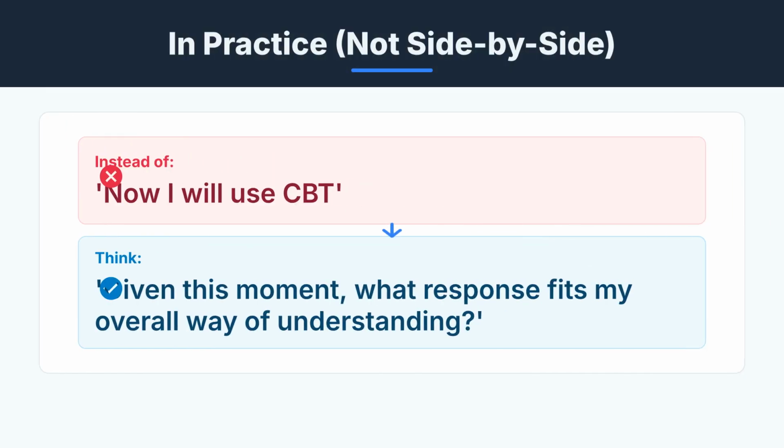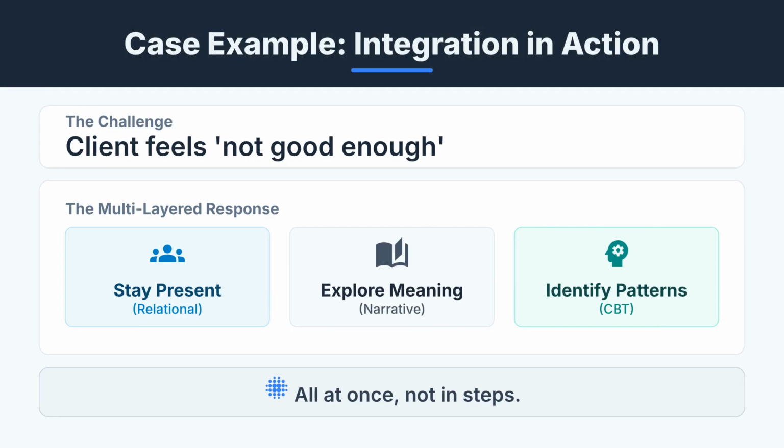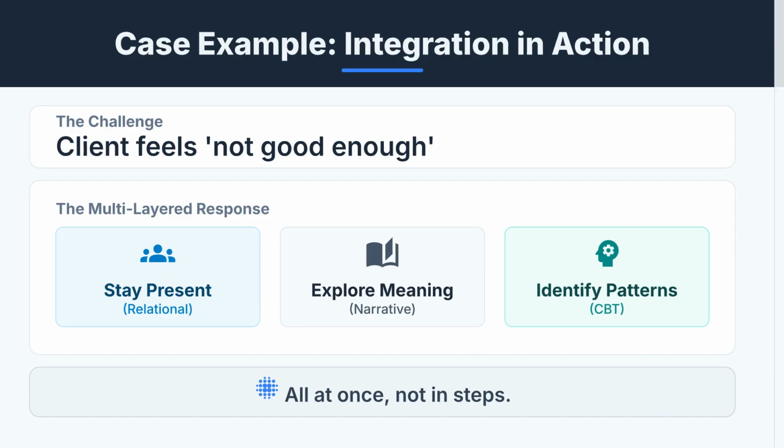In practice, avoid the "now I will use CBT mindset." Instead, ask yourself, given this moment, what response fits my overall way of understanding? Theory should work in the background, guiding responsive action. Consider a client who feels not good enough. An integrated response is multi-layered. You can simultaneously stay present, explore meaning, and identify cognitive patterns. It happens all at once, not in steps.